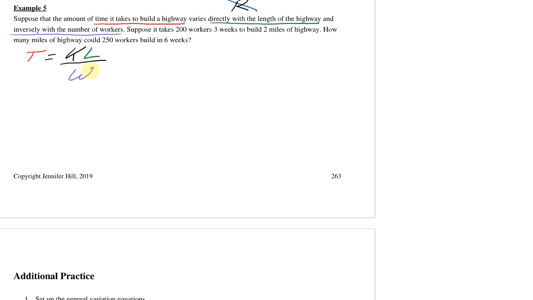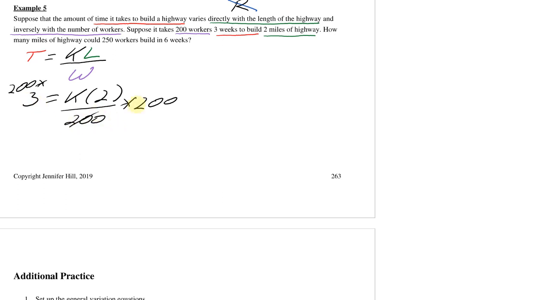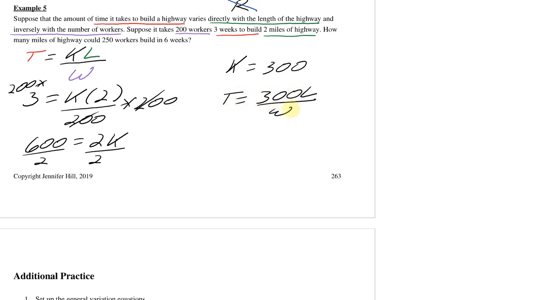Suppose it takes 200 workers 3 weeks to build 2 miles of highway. So notice what's actually being given here. This part is talking about the 200 workers. 3 weeks, that's talking about time, so that's going to be going into my T. And then 2 miles of highway, so that's talking about the length here. So if I fill all of those pieces in, this is 3 equals K times 2 divided by 200. So here's what I actually need to solve. I can start this by multiplying each side by 200. Cancel those out. So now I get 600 equals 2K. And then divide both sides by 2 so that I get K equals 300, and now I can restate my equation. So this is T equals 300L over W.